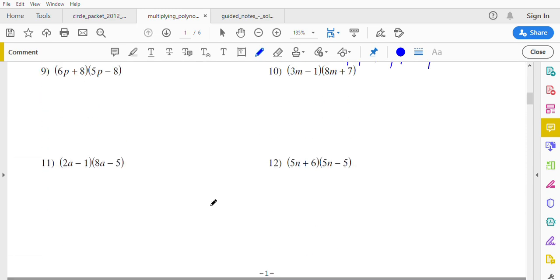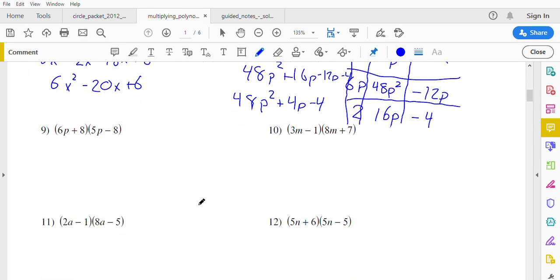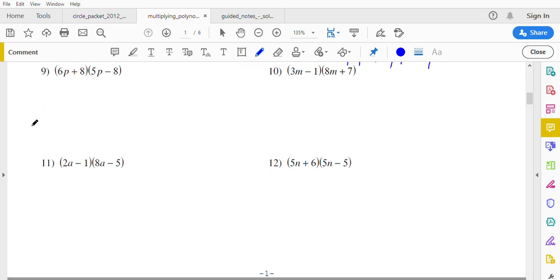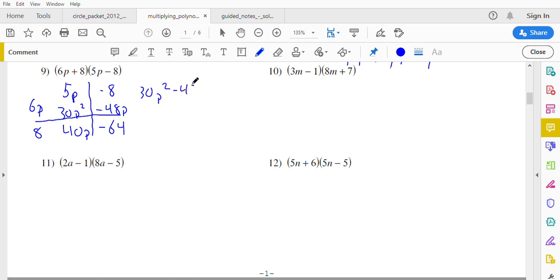I will go over 13 with you in a few more. Okay, so again, if we're going to use the box method over here, what do we got? We've got 6p, positive 8, right? And we've got 5p and negative 8. Okay, split them up. 5p times 6p, 30p squared. 5p times 8p, 40p. 6p times negative 8 is going to be negative 48p. And 8 times negative 8 is negative 64, okay? So if we write that out, we've got 30p squared minus 48p plus 40p minus 64.